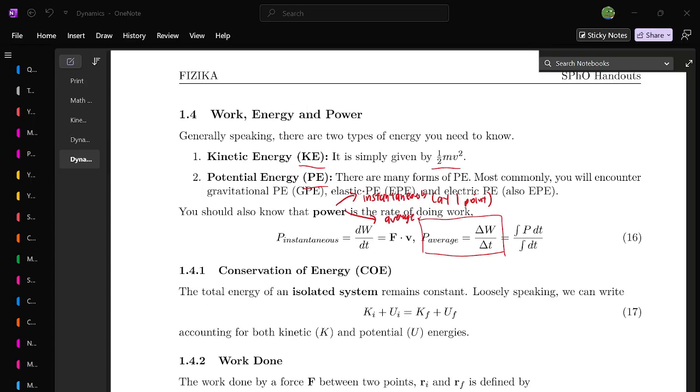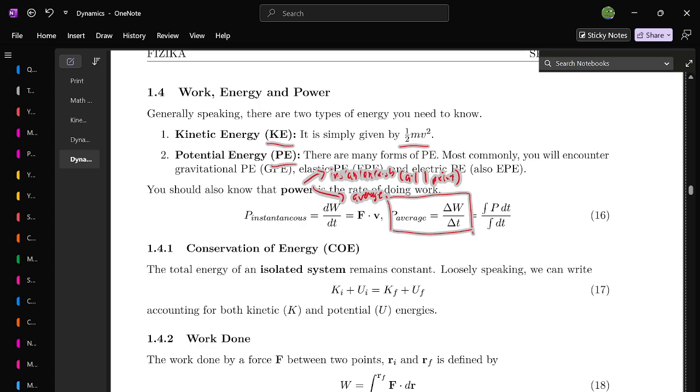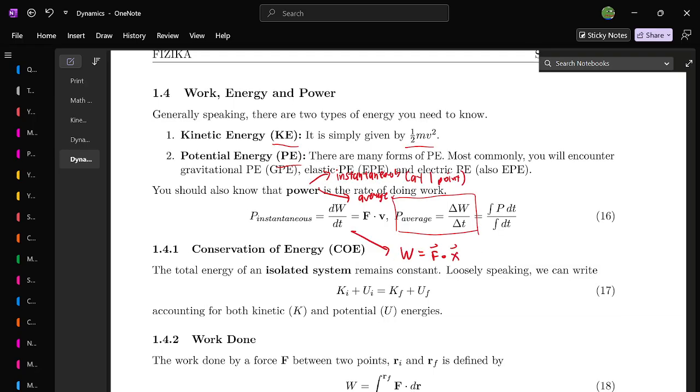Now, we also know that W is F dot displacement, force dot displacement. So actually, dW/dt is just F dot dx/dt, which is just F dot v, and that explains the second equality there. So yeah, that should be quite standard.